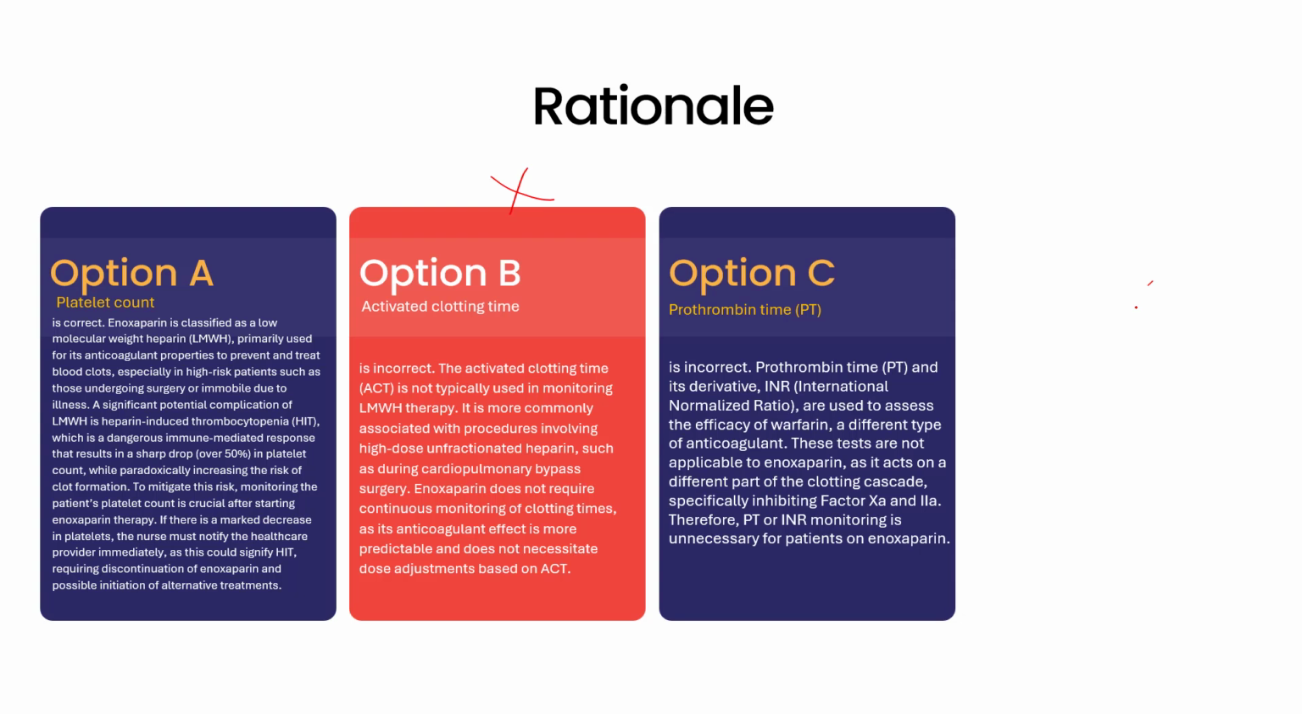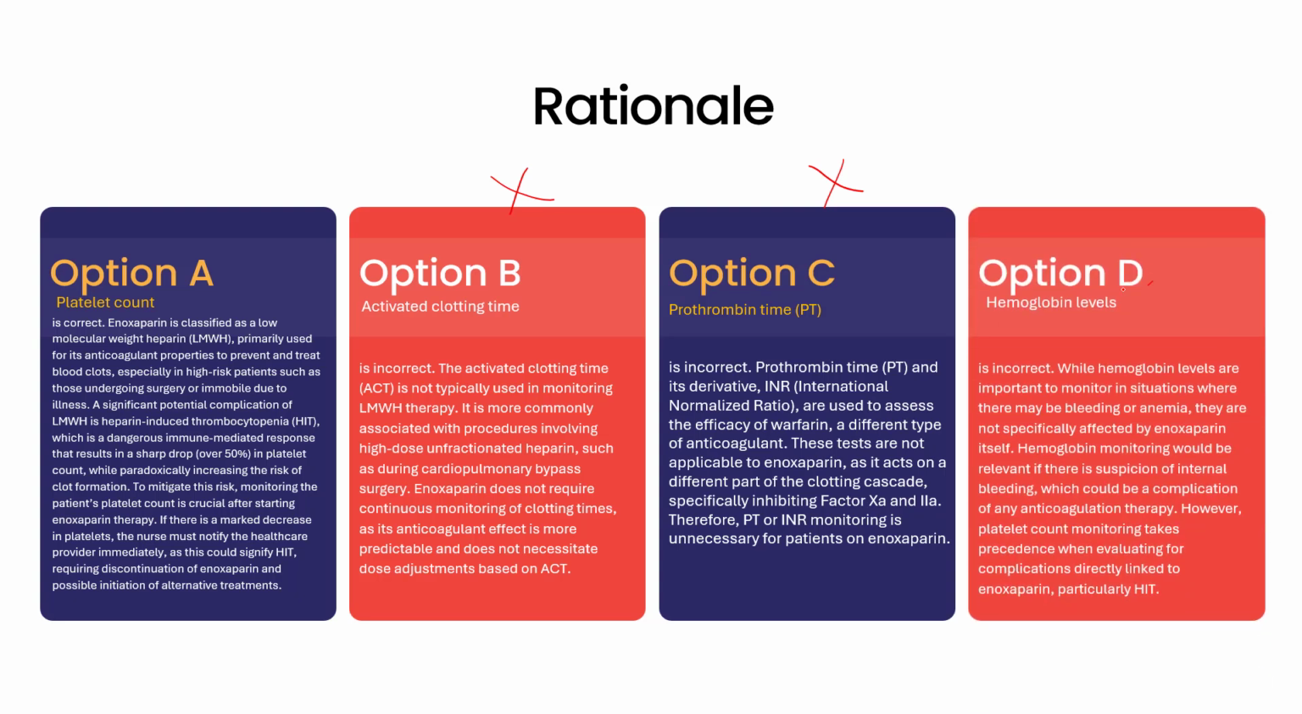C is incorrect. Prothrombin time and its derivative, international normalized ratio, are used to assess the efficacy of warfarin, a different type of anticoagulant. These tests are not applicable to Enoxaparin, as it acts on a different part of the clotting cascade, specifically inhibiting factor Xa and factor IIa. Therefore, prothrombin time, or international normalized ratio monitoring, is unnecessary for patients on Enoxaparin.